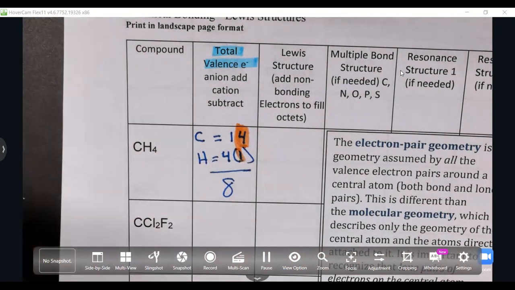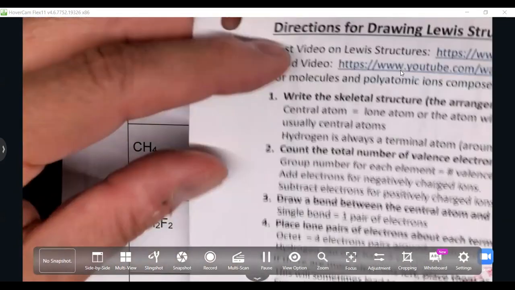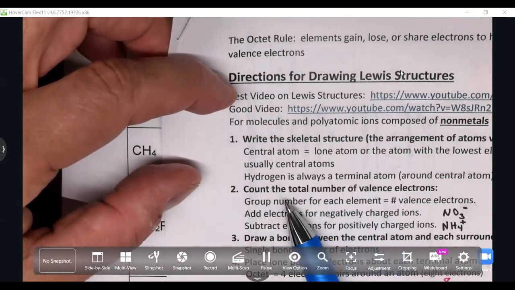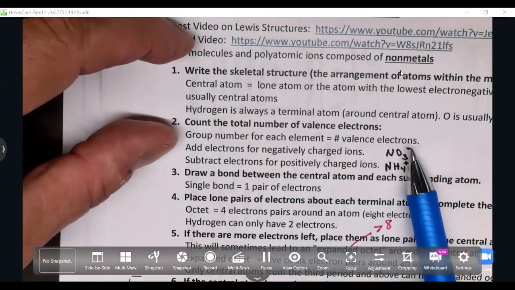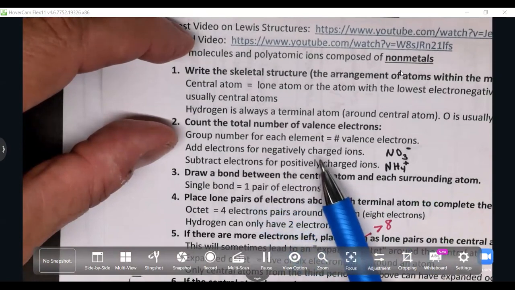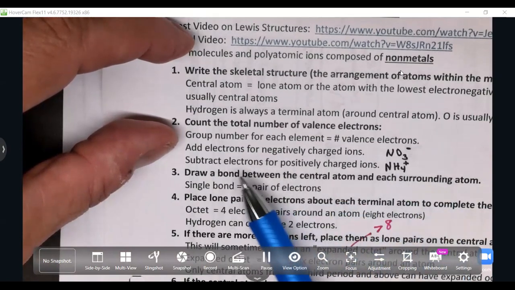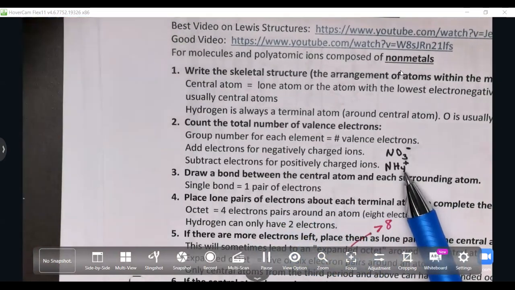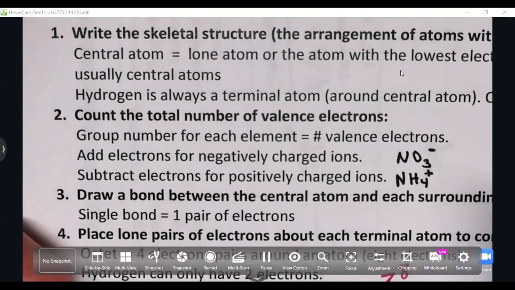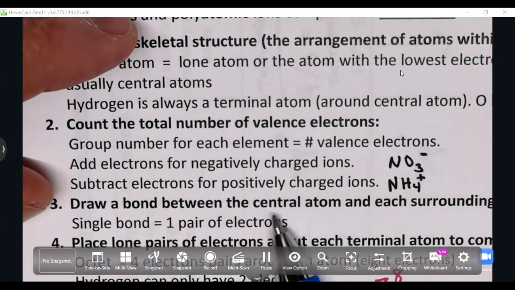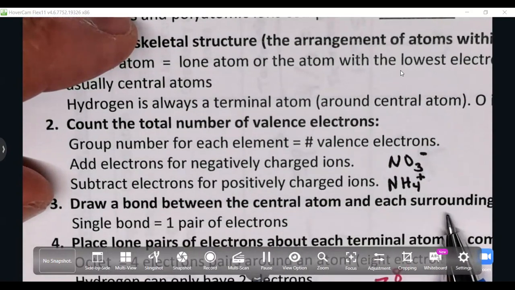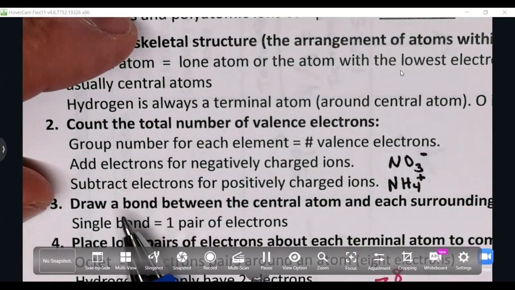Okay, so I want to make sure that I'm following these directions. Count the total valence electrons. The group number for each element equals the valence electrons. We talked about that. Add electrons for negatively charged ions such as NO3 minus. Subtract electrons for positively charged ions. Okay, so we counted the valence electrons. It says draw a bond between the central atom and each surrounding atom. A single bond is just 1 pair of electrons.